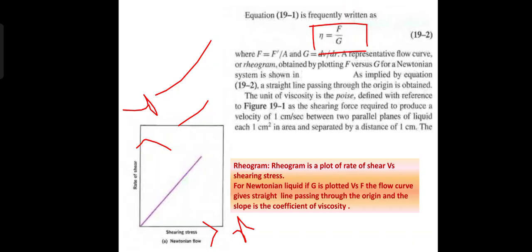So what is a rheogram? A rheogram is a plot of rate of shear versus shearing stress. For a Newtonian liquid, if G is plotted versus F, the flow curve is a straight line, because for a Newtonian liquid the ratio is constant. With increasing shearing stress, the rate of shear changes in a uniform, constant way. The line passes through the origin and the slope is the coefficient of viscosity.